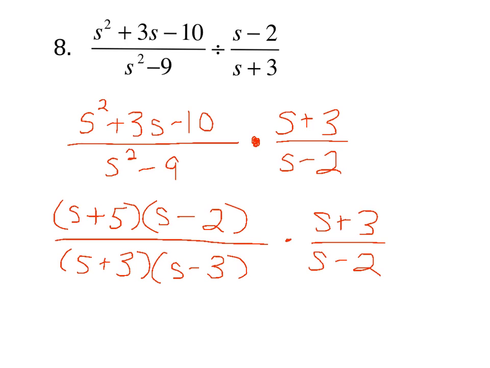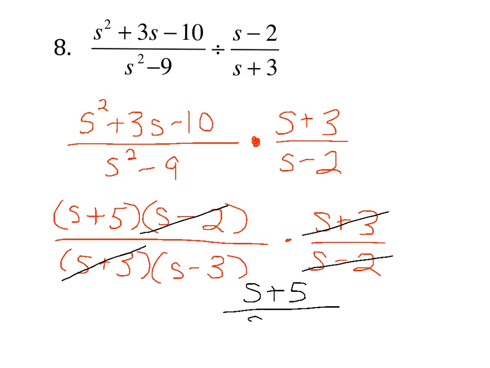So now we can see what will cancel. Since we have an s minus 2 in the numerator and an s minus 2 in the denominator, that will cancel. And an s plus 3 in the denominator will cancel with the s plus 3 in the numerator. So we're left with s plus 5 over s minus 3 as our final answer.